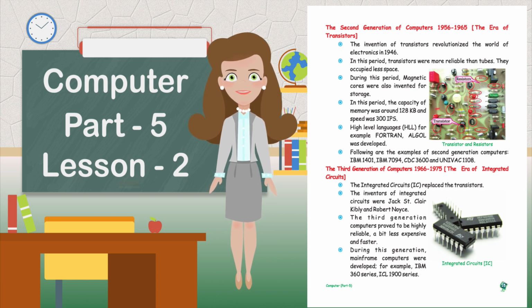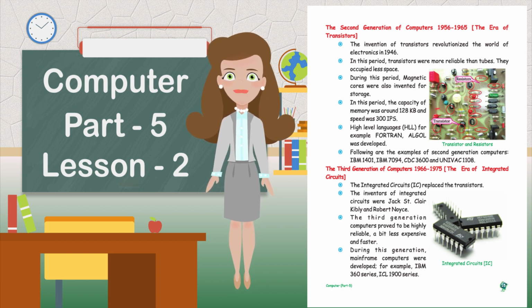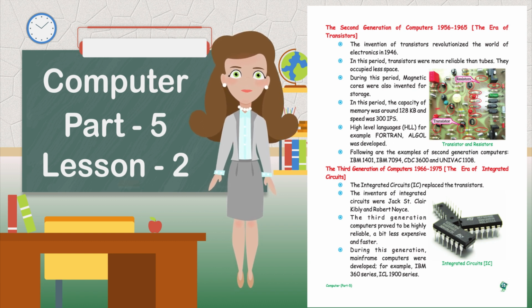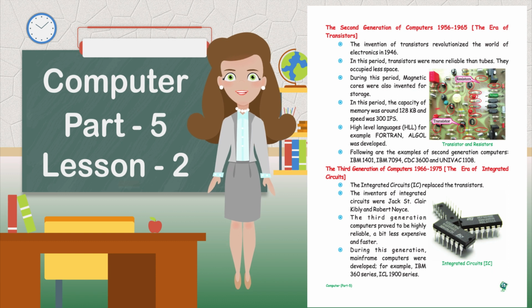The invention of transistors revolutionized the world of electronics in 1946. In this period, transistors were more reliable than tubes. They occupied less space. During this period, magnetic cores were also invented for storage. The capacity of memory was around 128 KB and speed was 300 IPS.